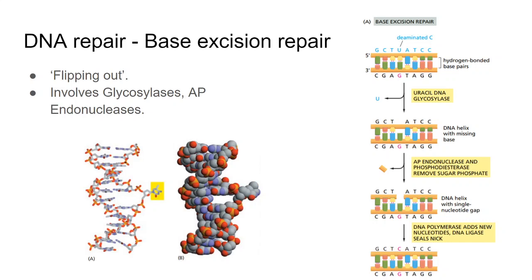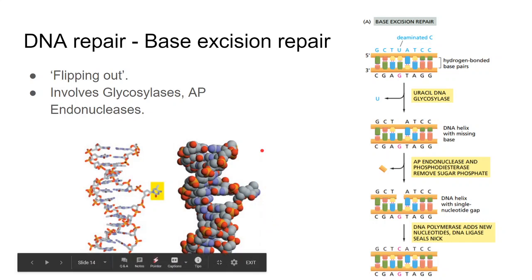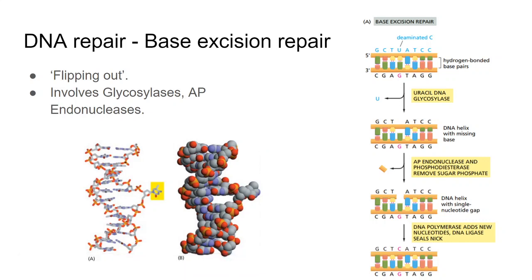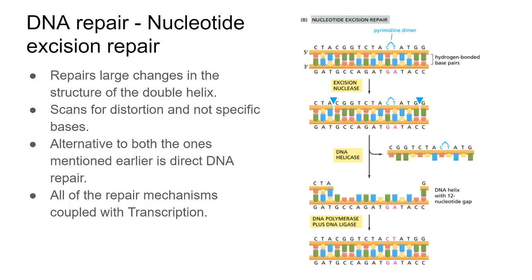Does it simultaneously check both strands, or does it check one at a time? So there's not one enzyme only. There are multiple enzymes which are acting in tandem. But I'll come back to the transcription part.